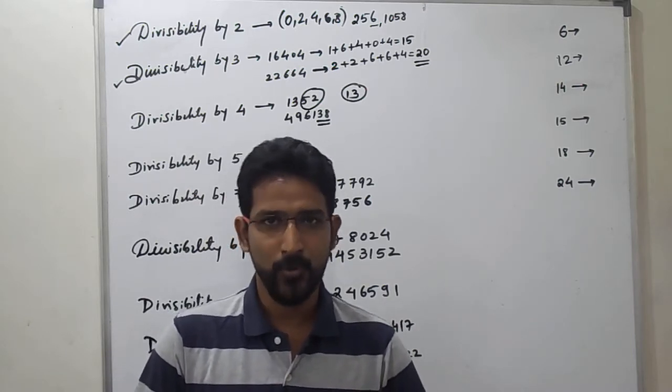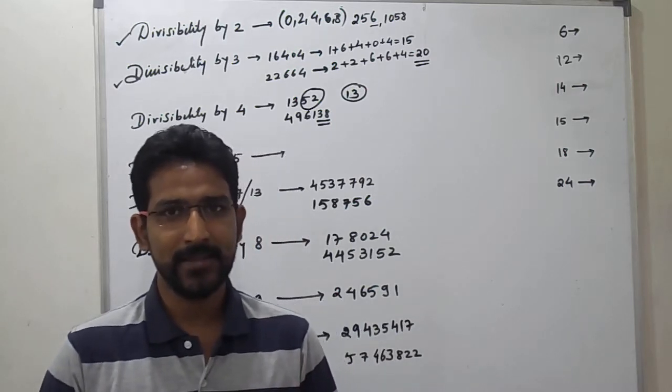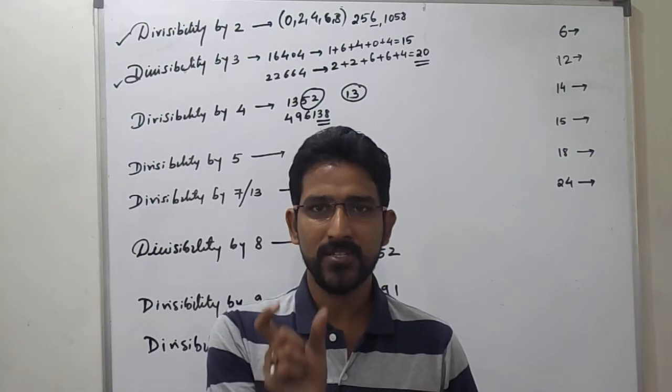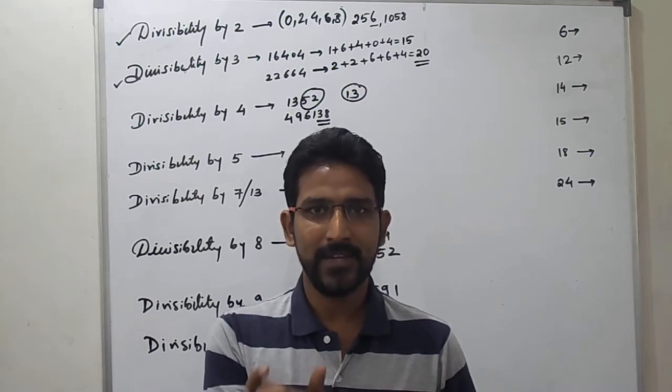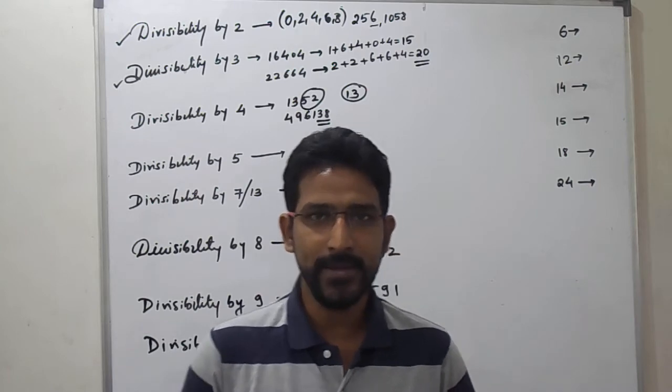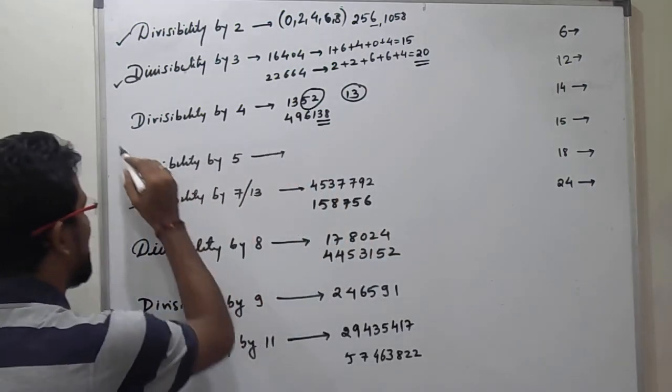So to check whether a number is divisible by 4, you have to just check the last two digits of that number. If those last two digits are divisible by 4, then the whole number will be divisible by 4. So this is the divisibility by 4.